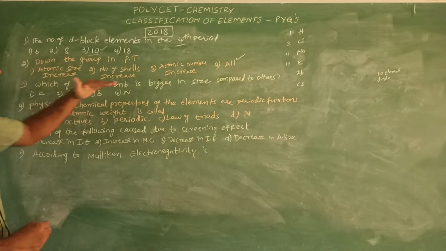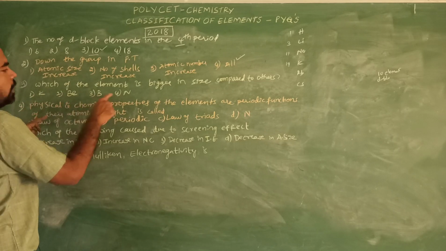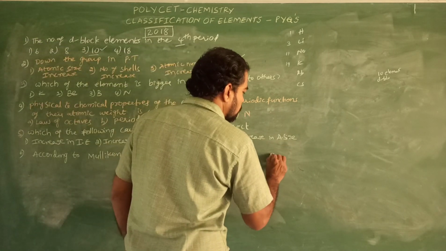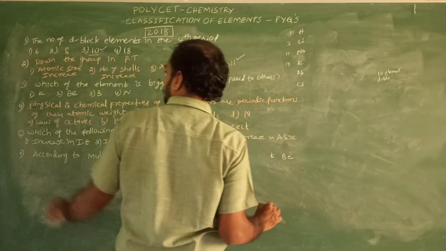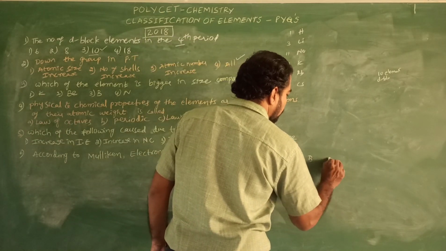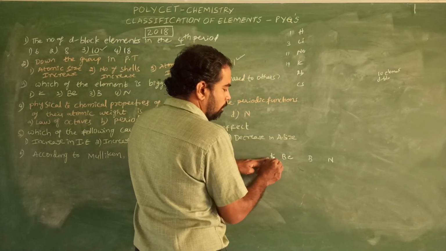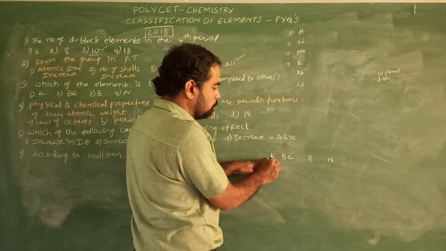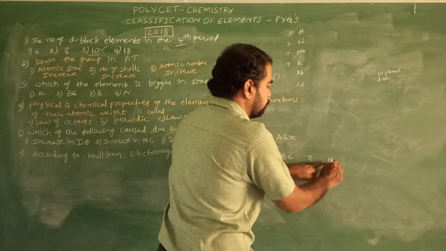Right, next, which of the elements is bigger in size compared to others? Here the potassium, beryllium, boron and nitrogen are given. See, this is the first group element. Here is second group element, third group element, and then fifth group element.